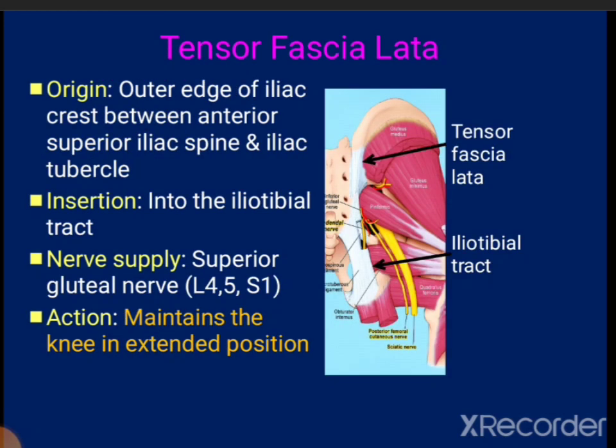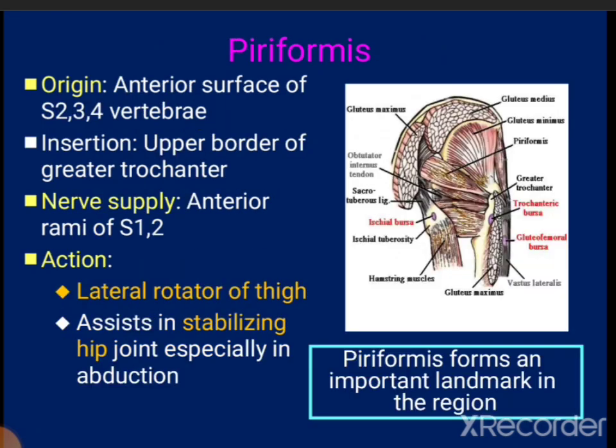Then the tensor fasciae lata, it arises from the outer surface of the edge of the iliac crest between the anterior superior iliac spine and the iliac tubercle. It is inserted into the iliotibial tract. In the diagram we can see the tensor fasciae lata muscle, and nerve supply is by the superior gluteal nerve. It maintains the knee in extended position.